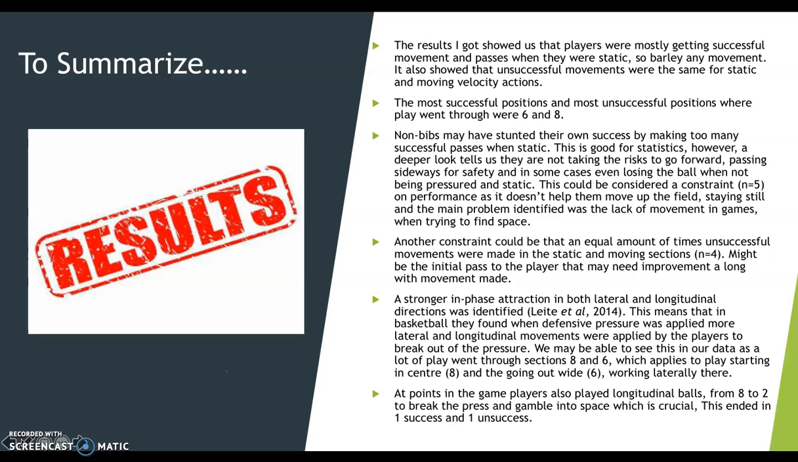Another constraint could be the equal amount of times unsuccessful movements were made in the static and moving sections, which was 4. It might be the initial pass made to the players that needs improving, along with the movement made.